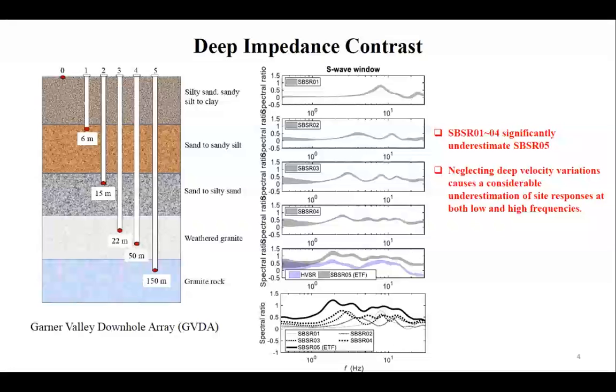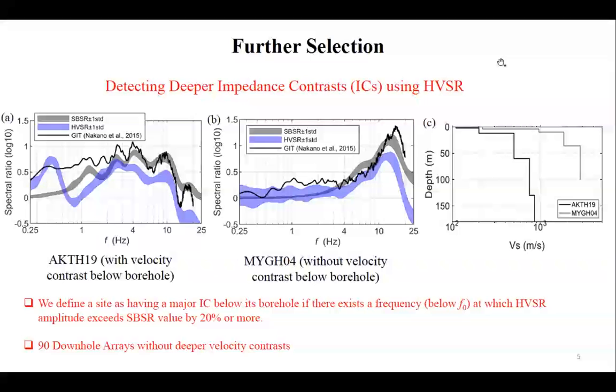Since we use SBSR as a benchmark in this study, and SBSR just represents the site response of the soil column between surface and downhole sensors, if a site has a deeper velocity contrast beneath the downhole sensor, then the SBSR is not a full representation of the empirical site response at that site. To avoid that, we further select our sites to exclude those with deeper velocity contrast below downhole sensors.